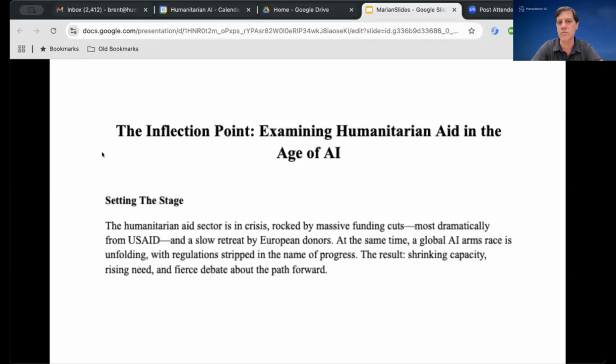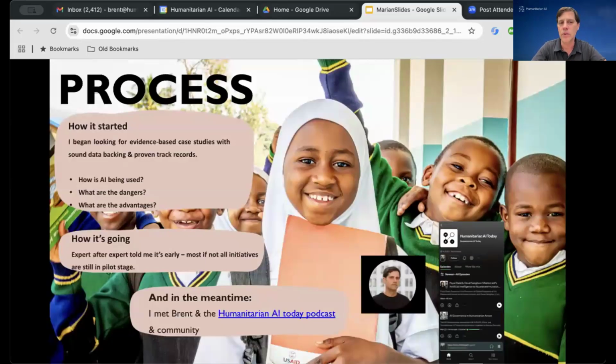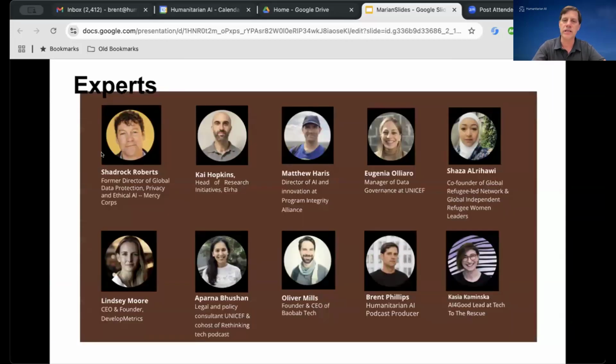She wrote a paper, The Inflection Point, Examining Humanitarian AI in the AI Age. What she hoped to do was look at how AI is being used, what the dangers are, what's working, what isn't. She had to pivot the project. She interviewed a bunch of our guests and others to think about whether we can come up with a broader idea on how to approach AI use cases.